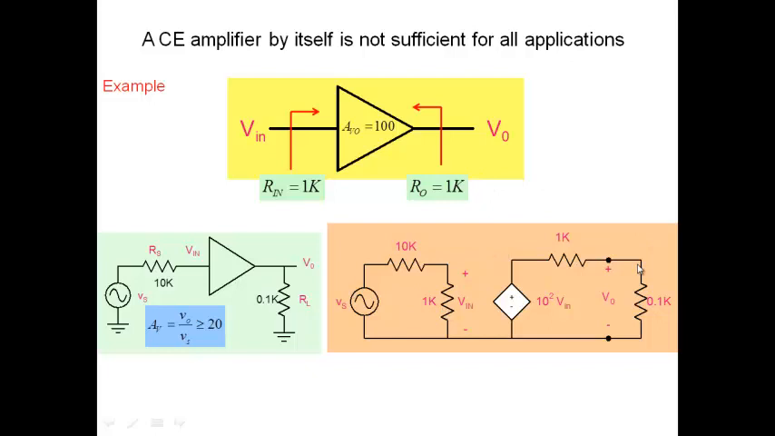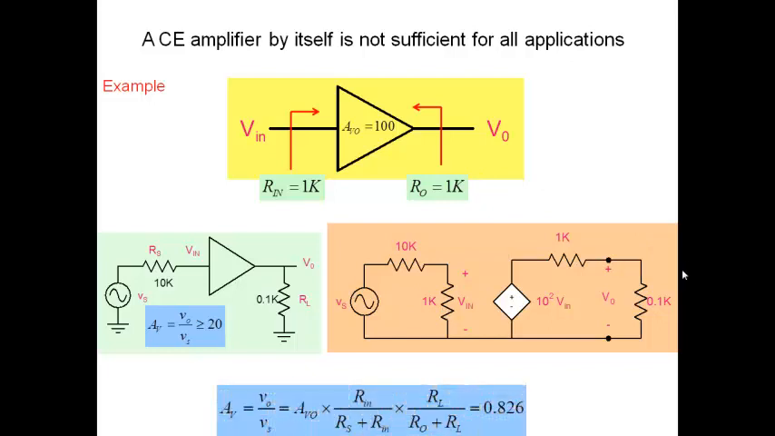If I put it together and calculate the overall gain, the output voltage divided by Vs, it's a case of simple voltage dividers, and I get a gain of 0.826. I don't get any gain at all. I was looking for a gain of 20, and all I get is a gain less than 1. So what it says is that there's a mismatch between the characteristics that I have and my source and load resistances that are given over here.